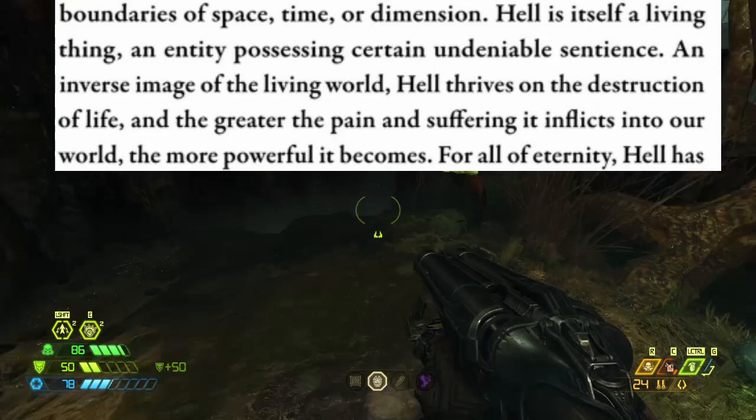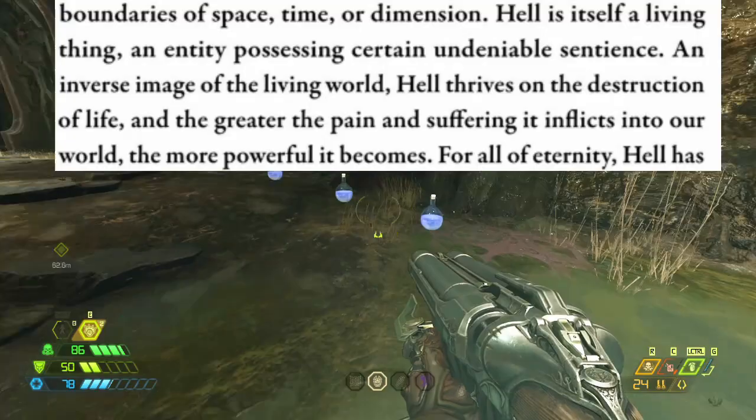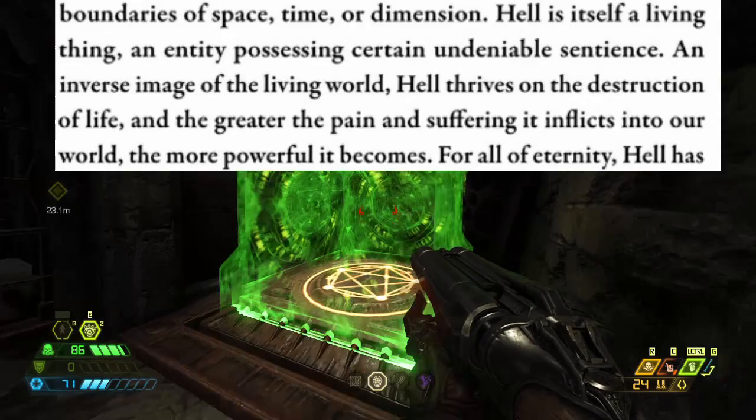Hell is itself a living thing, an entity possessing certain undeniable sentience. An inverse image of the living world, Hell thrives on the destruction of life, and the greater the pain and suffering it inflicts into our world, the more powerful it becomes.